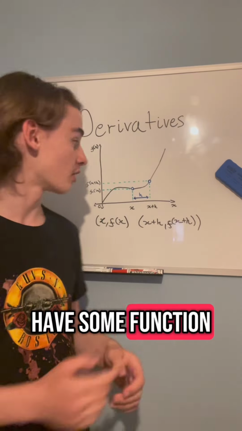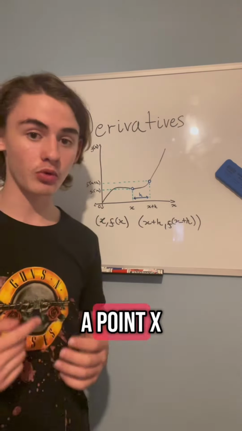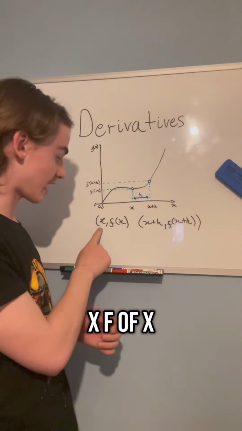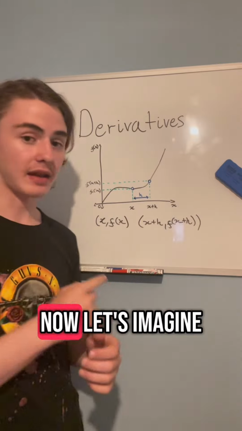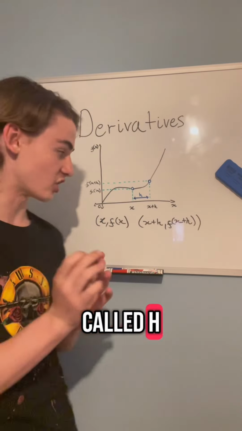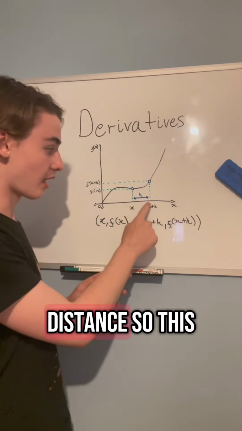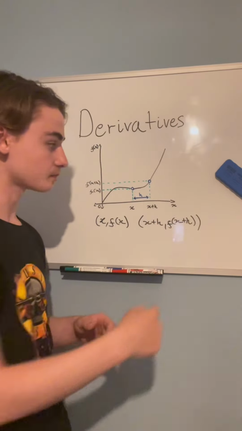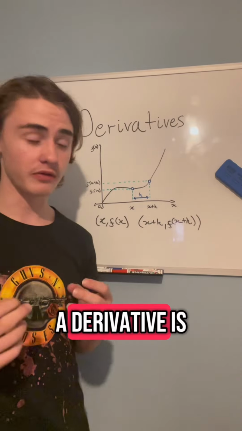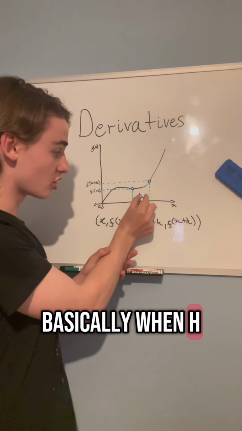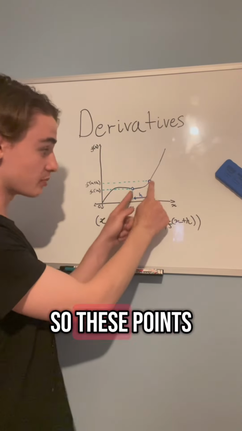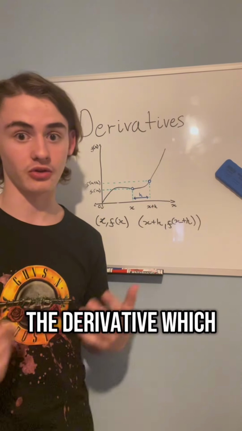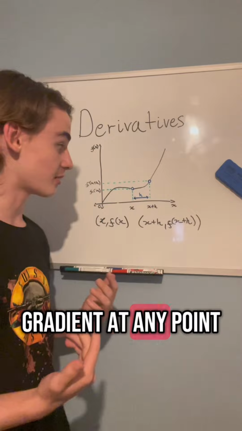Let's say we have some function f of x. If we take a point x, then this point on the graph will have coordinates x, f of x. Now, let's imagine a small distance called h. This is the distance. So this point will have coordinates x plus h, f of x plus h. Now, a derivative is basically when h becomes a very, very small number, so these points keep getting closer and closer together, and this gives us a new function, the derivative, which tells us the gradient at any point.